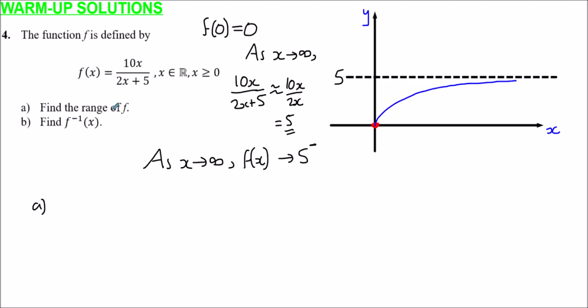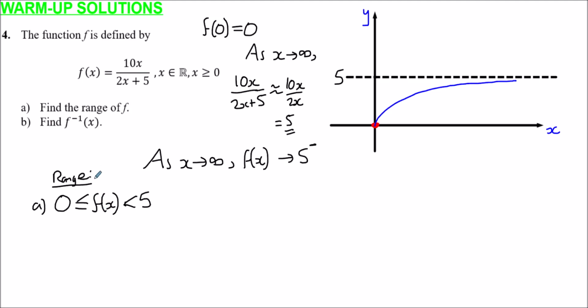The range of f just means the values that f of x is allowed to take. So the smallest value that f of x could be is 0. So f of x is at least 0. And the maximum limit is 5, but it will never quite touch 5. It will approach 5, but never quite touches. So therefore f of x is always going to be slightly less than 5, by a tiny, undefinable amount. So that's the range of f of x.